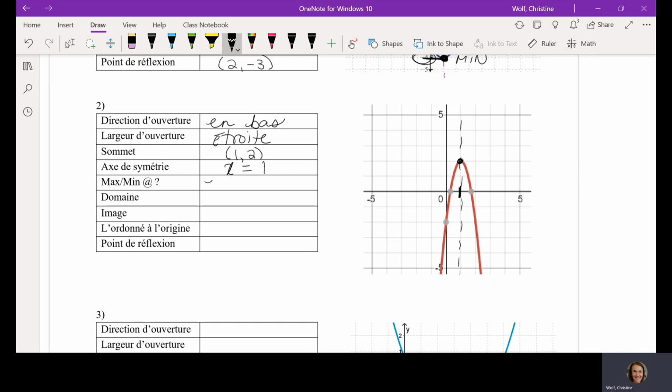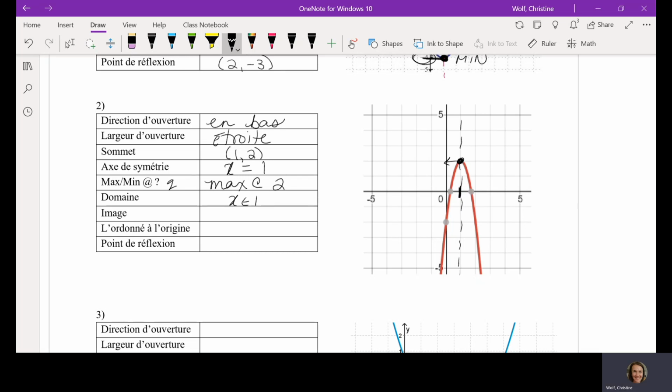Okay, so max ou min, on sait que c'est un max, right? It's up high, le sommet. It's always at a Q, but we don't know what our Q is. We don't have the equation. So pour déterminer le max, tu regardes ici, et ça c'est à la valeur de y égale 2. So max à 2.